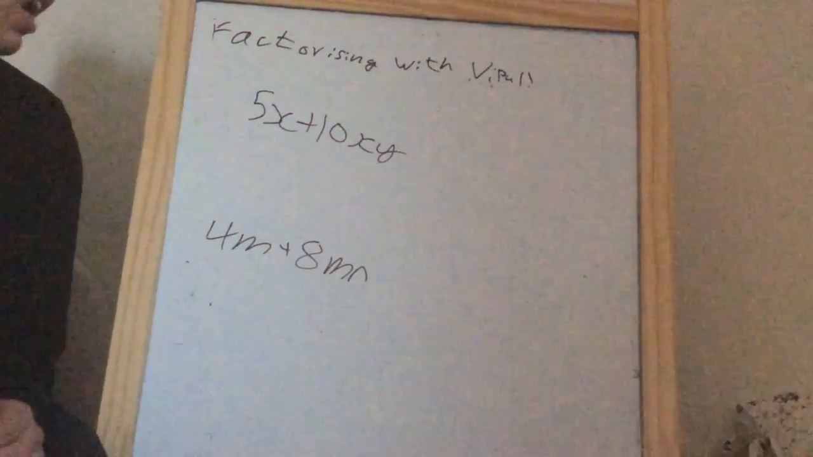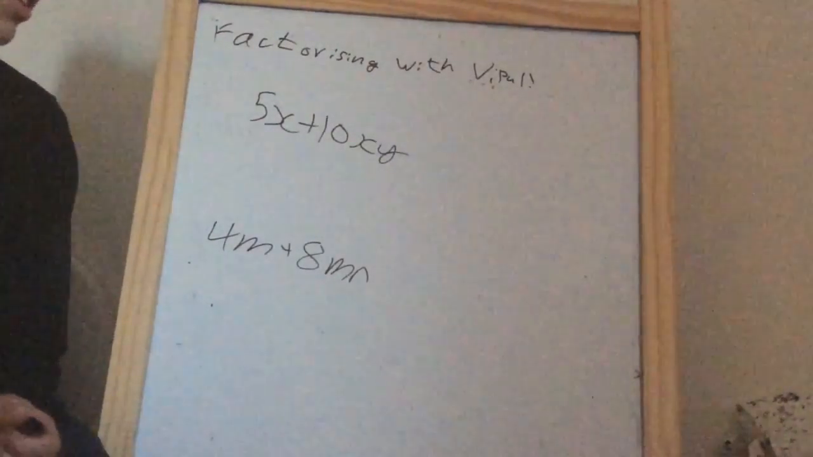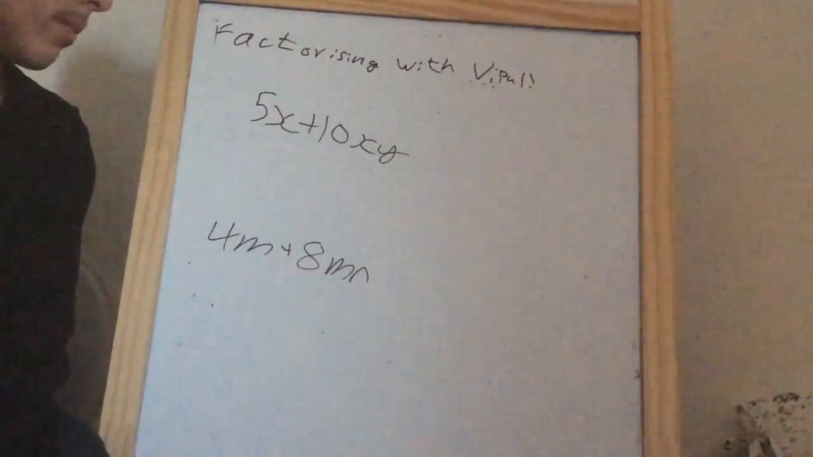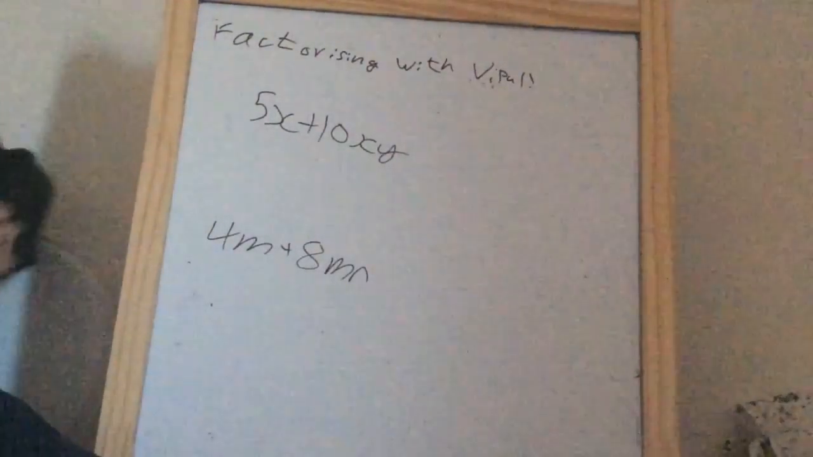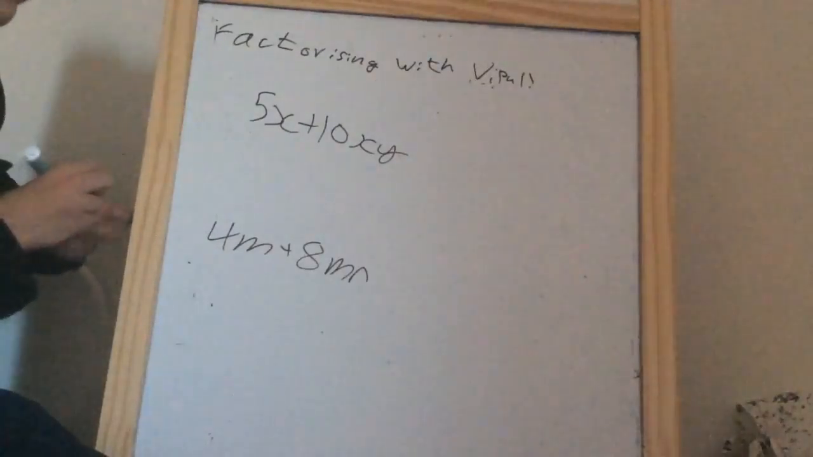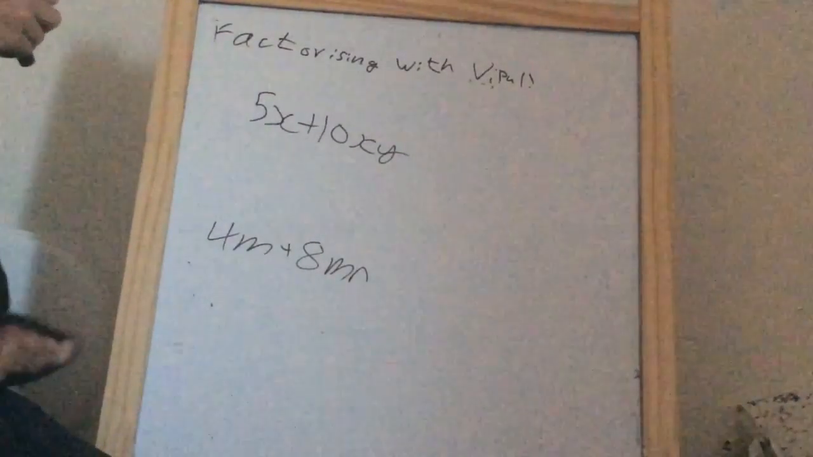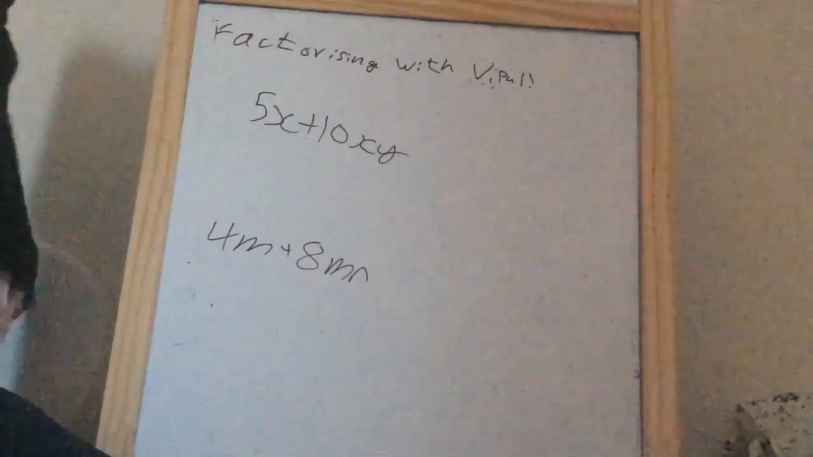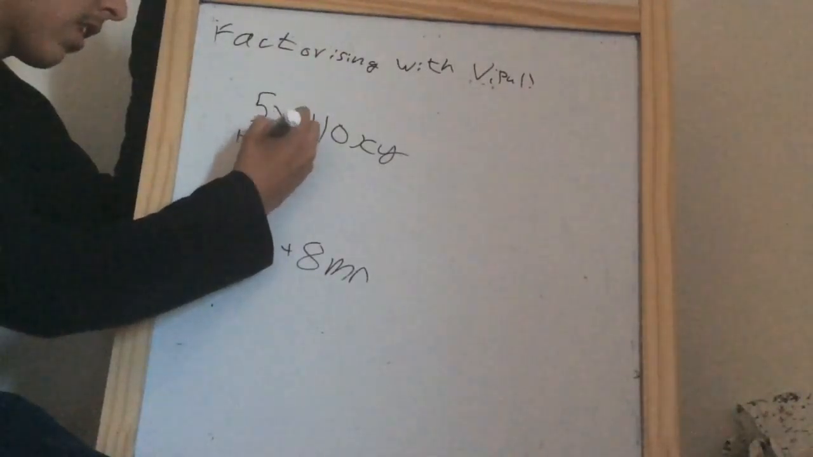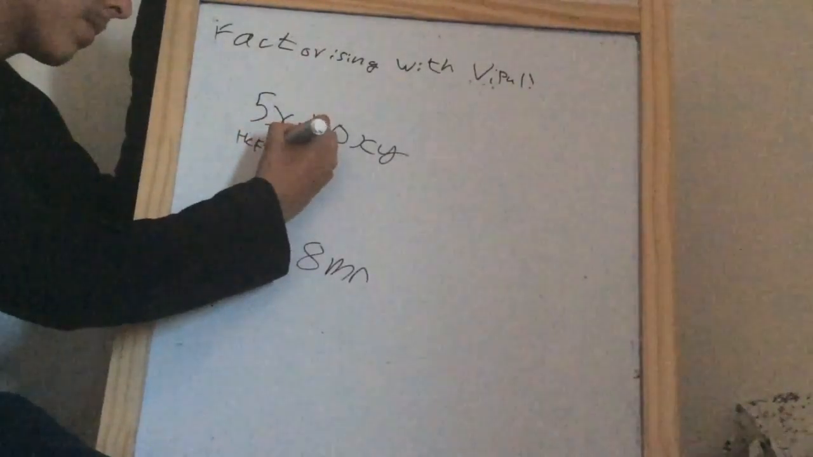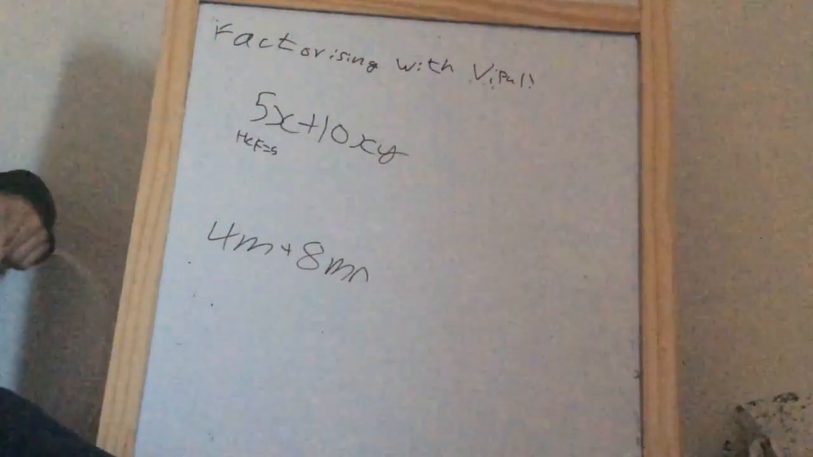So I'll be talking about factorizing. Factoring is when you're trying to get this whole expression into just a number and a group. So say we have 5x plus 10xy. 5x and 10xy. Their highest common factor would probably be 5, because 5 times 1 is 5 and 5 times 2 is 10.